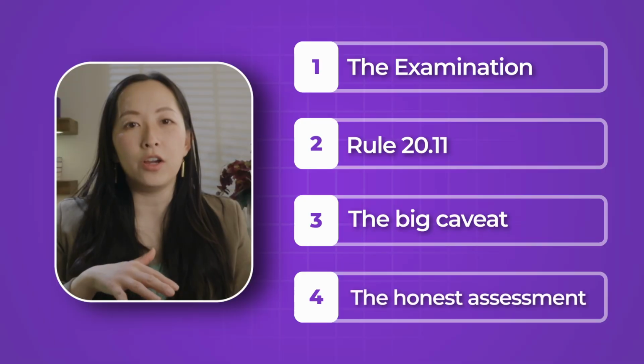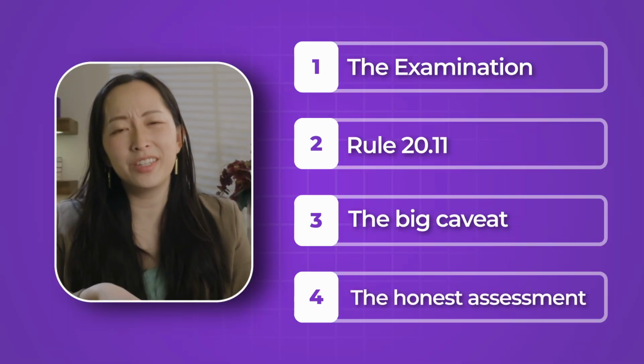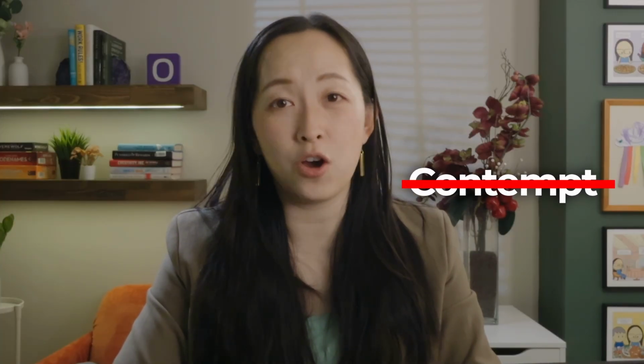Part 4, the honest assessment. Let me put this in very plain terms. If the other side just won't pay your small claims judgment, contempt is not the tool that will make them pay. The law doesn't allow it to be used that way. What contempt can do is enforce the examination process. If you serve a debtor with a notice of examination and they don't show up, or they show up but won't answer, that's where contempt has the teeth.